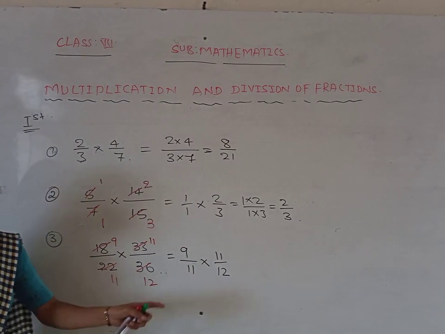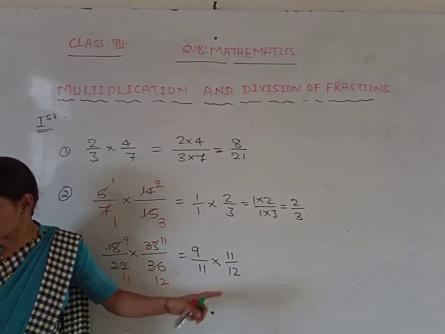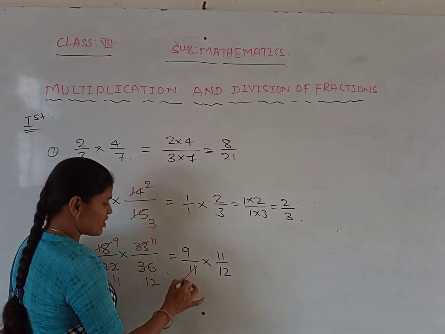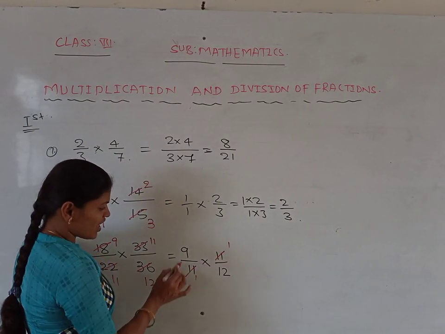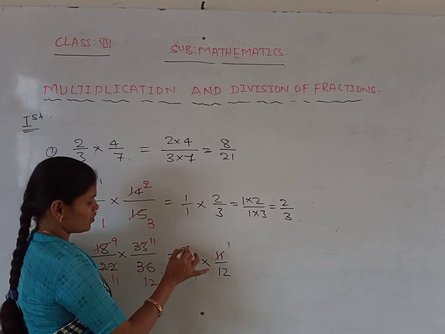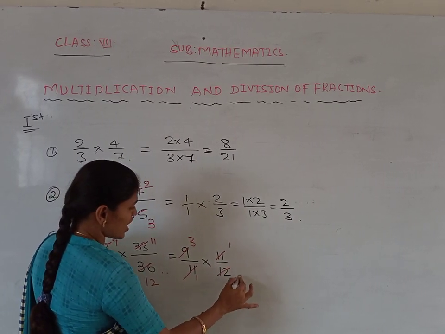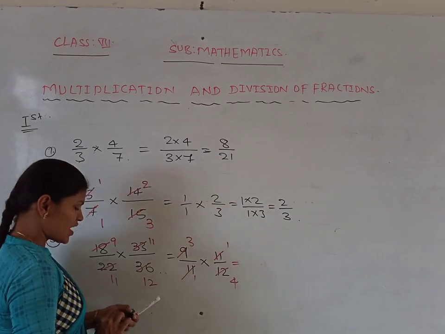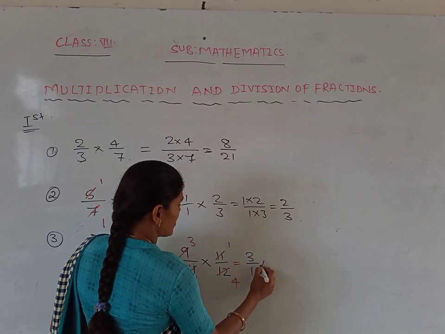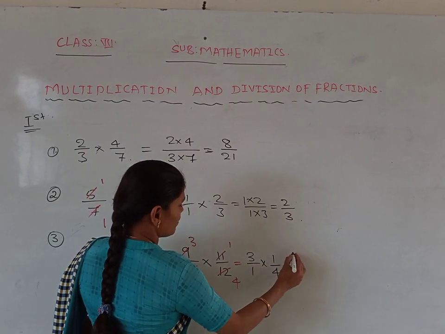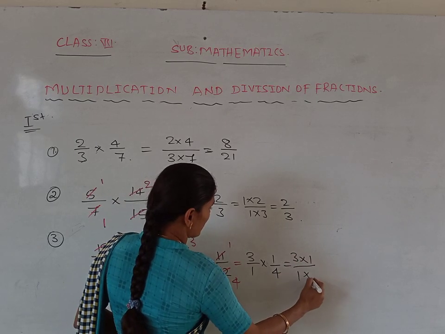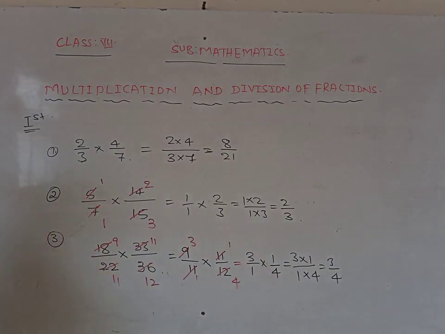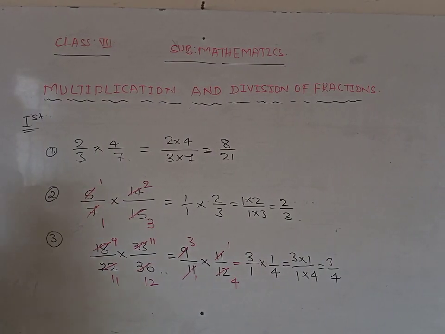Again, next step: is there any common factor in a cross direction? Yes, again there is a common factor in a cross direction. 11 ones are 11, 11 ones are 11. Again here also. Divided by 1 into 4, we will get 3 divided by 4. The fraction is 3 divided by 4.